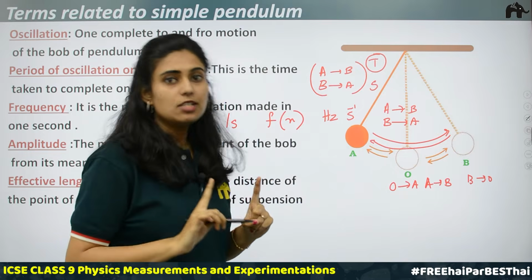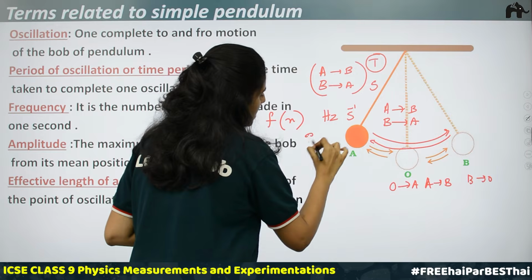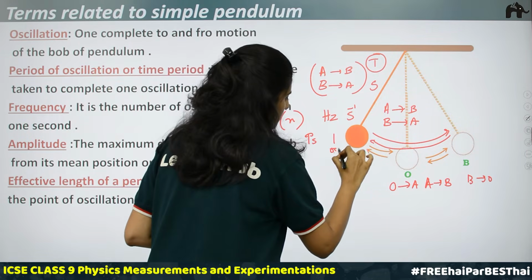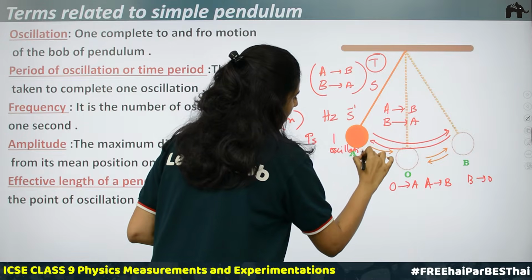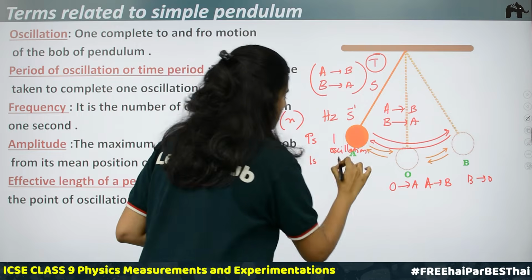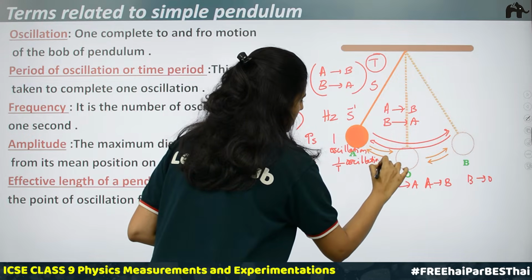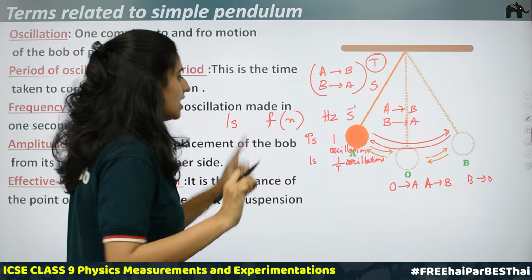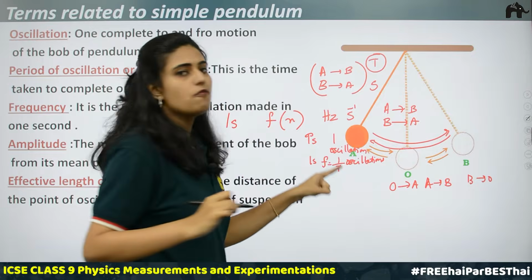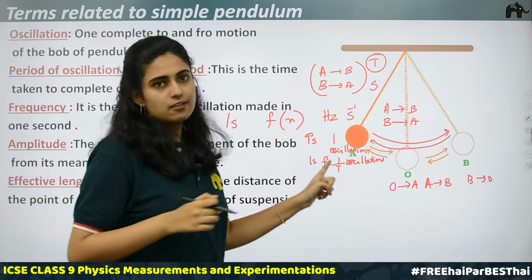There is a relation between time period and frequency. We said that in time T seconds, there is one oscillation. So in 1 second, how many oscillations will you have? 1 by T oscillations. That is, the number of oscillations in 1 second is called frequency. Therefore, frequency will be equal to 1 by time period. This is a relation, or time period is equal to 1 by frequency.